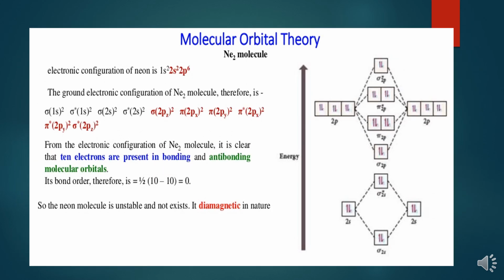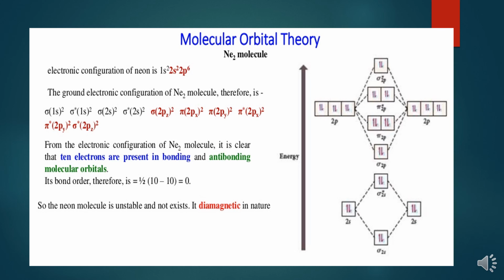Last is the Ne2 neon molecule, which is a 20 electron system, and 20 electrons are to be filled here. So you can see that all bonding and anti-bonding molecular orbitals will be completely filled by these 20 electrons, in the 1s, 2s and 2p orbitals. Hence its bond order will be 10 minus 10 divided by 2, which is 0. As bond order is 0, this molecule cannot exist.